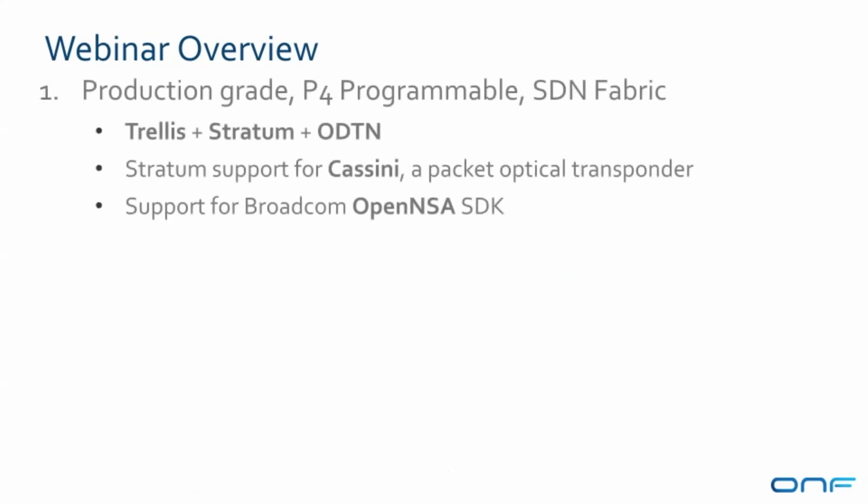Looking at today's agenda, we have 3 parts. The first part will be looking at our production-grade P4 programmable SDN fabric. By this, we mean we're taking Trellis, Stratum, ONOS, and ODTN and bringing them together for the first time. We'll also be talking about Stratum's new support for CASSINI, which is a packet optical transponder, as well as Stratum's new support for Broadcom's OpenNSA SDK.